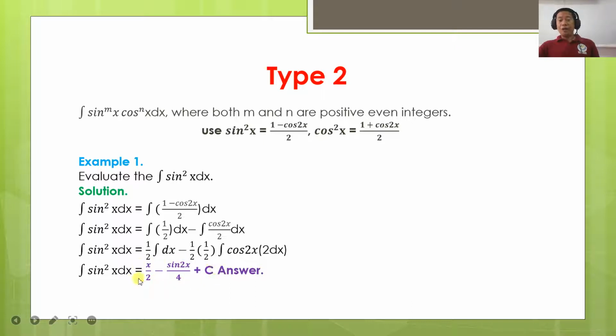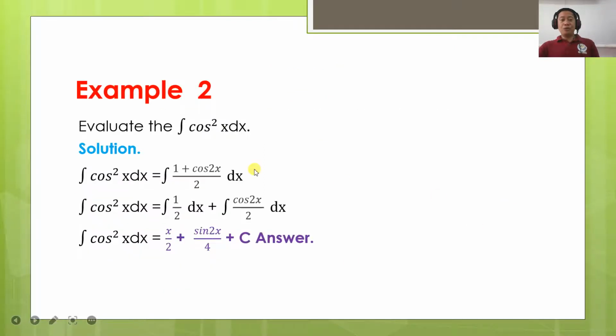Kung kaya niyo pong i-memorize to, pwede naman po yan kasi applied po yan pagdating sa ganitong type. Kasi minsan, pag pataas na po yung exponent, pagdating sa dulo na nakita mo na meron ka pang sine squared x, so ito na po yung isasagot mo. X over 2 minus sine 2x over 4 plus c. Okay? Paano kung cosine squared x?